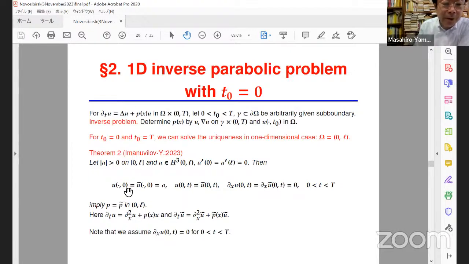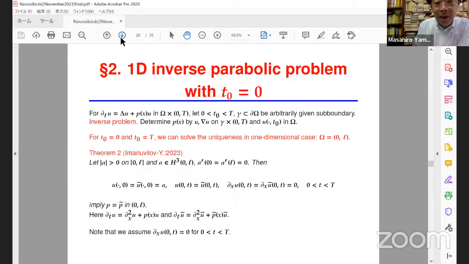Then we will consider two systems with coefficients p and p tilde. The initial values are the same, and the Cauchy data are the same, but we must assume that the Neumann data is zero and the same. Then automatically we have uniqueness in determining the coefficients. This is only the one-dimensional case, namely, and with zero Neumann data, the Dirichlet data and initial value determine uniquely the coefficients under a not very smooth, not extremely smooth initial value.